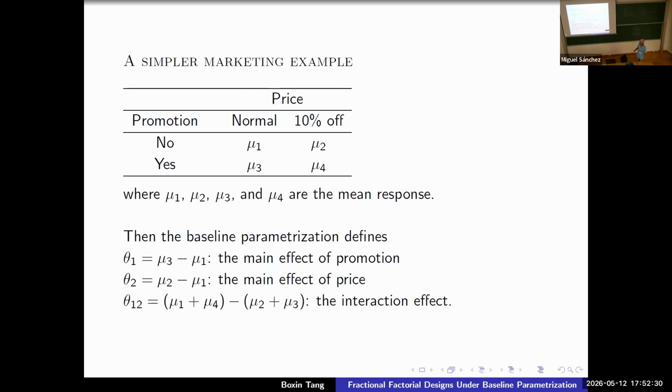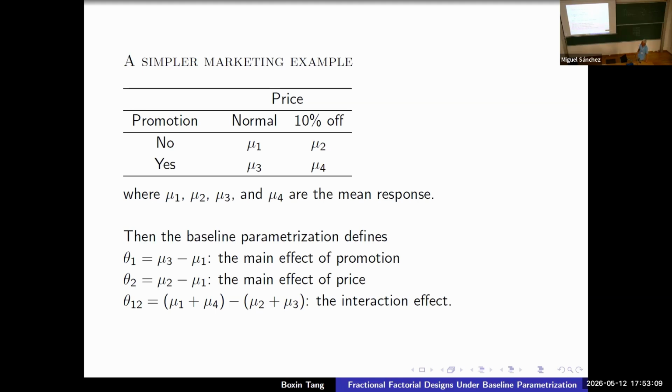Now, the marketing example, this is also simplified, only two factors. There's promotion and the price. mu1, mu2, mu3, mu4 are also the mean responses. And the baseline parameterization defines the factor effects this way. You hold the other factor at the baseline level, then you change the level of one factor while holding the other factor at baseline level, and see what's the difference. All right, look at mu3 minus mu1.